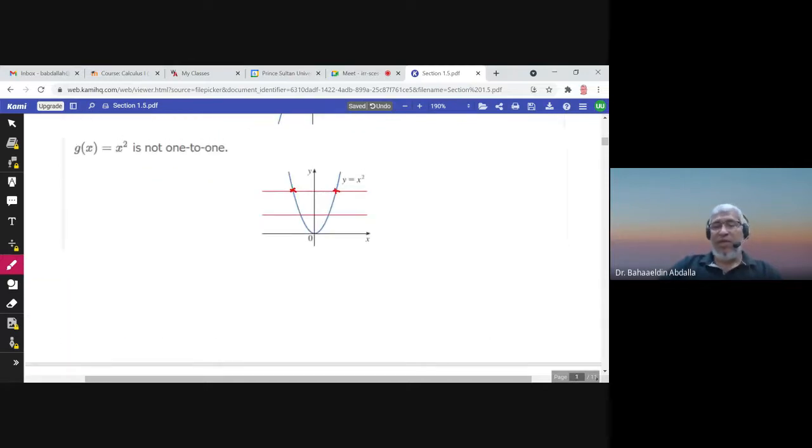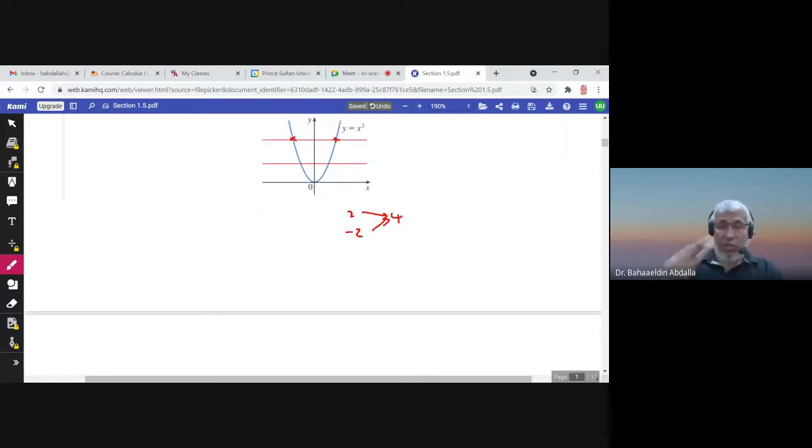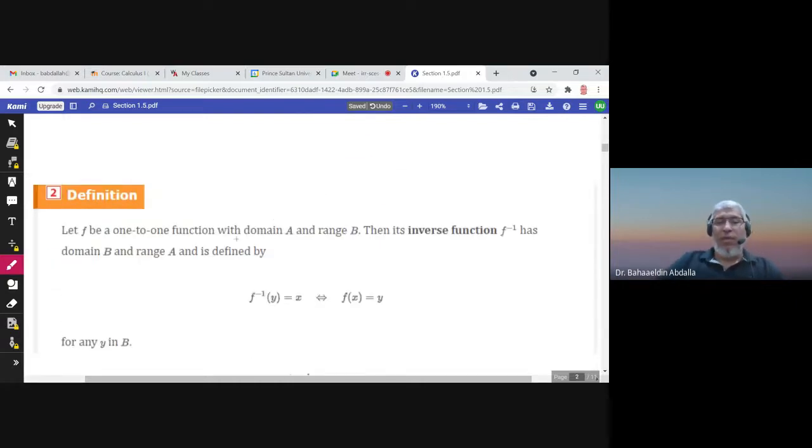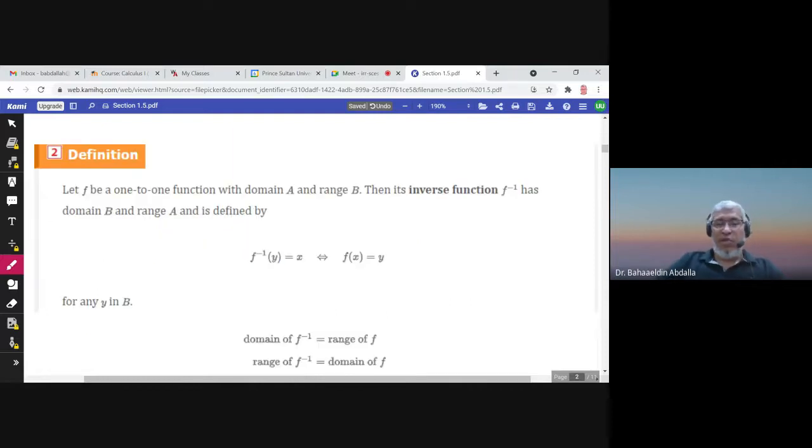You will find that 2 and -2 have the same value, which is 4. Although 2 is different than -2, f of 2 is equal to f of -2, so it is not one-to-one. So here, for example, if this is 2 and this is -2, they have the same image. Okay, now if the function is one-to-one, then it has an inverse. We will call the inverse like this, f to the power -1, f inverse. So this is the inverse function, okay?